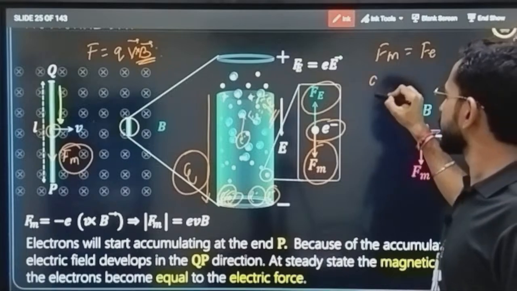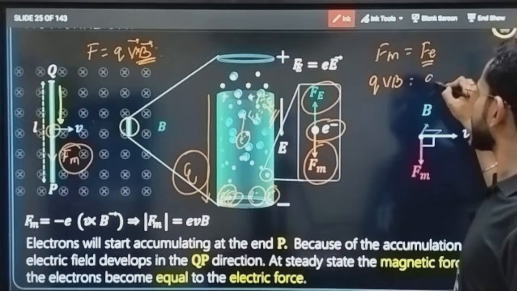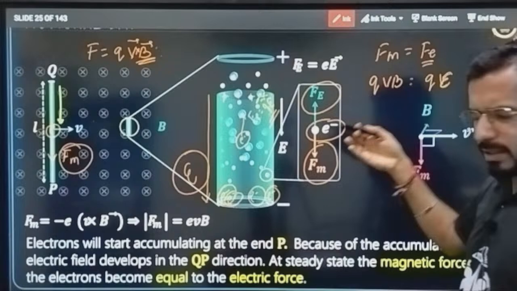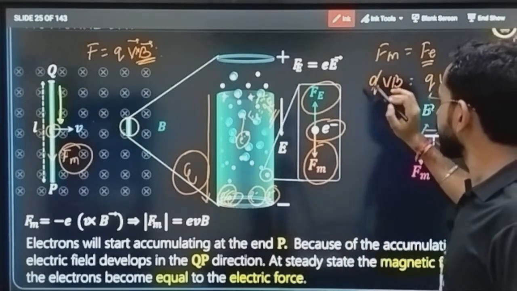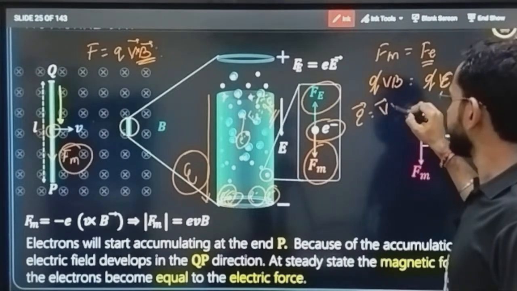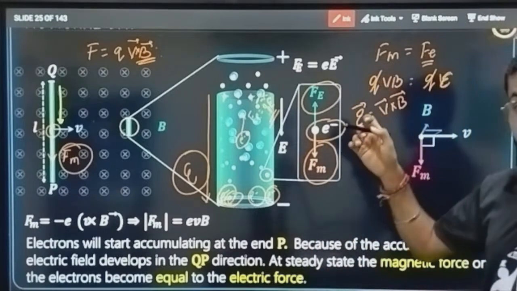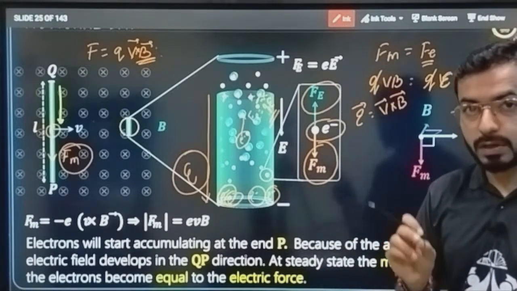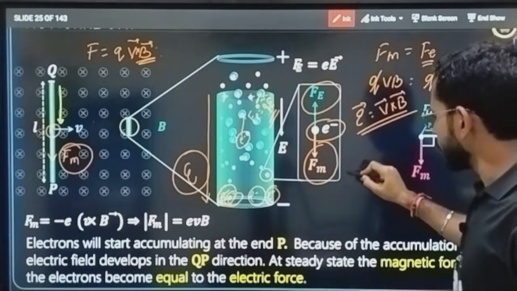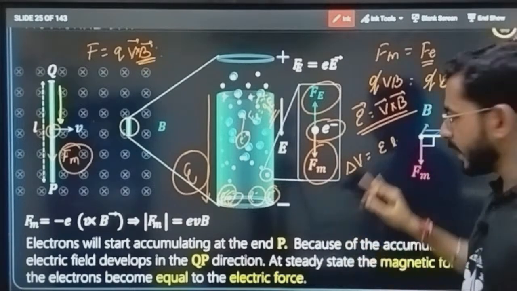What is the magnetic force, students? It equals QVB, acting on the electron. And the electrostatic force equals QE. Or you can write an electron's charge in place of q, because we are talking about electrons. So this charge will get cancelled and the electric field comes as V cross B. Remember, this V is velocity. And I know there is a relation from electrostatics that delta V equals E into L, E dot L.